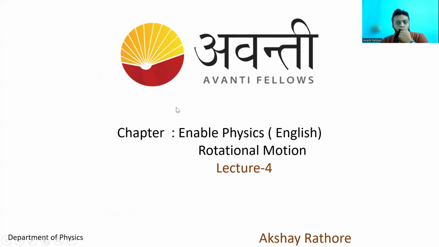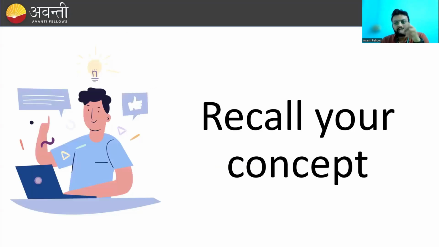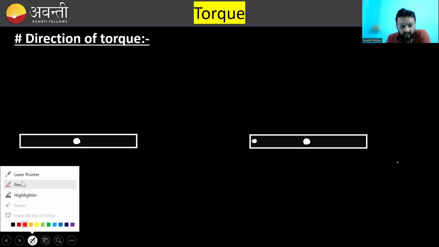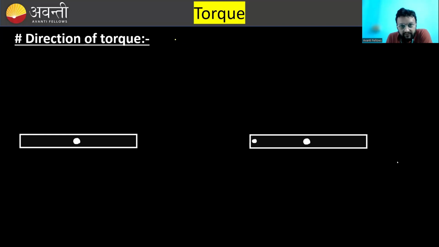So this is our lecture 4 of rotational motion. First of all, we will recall some basic concepts about the direction of torque. We have studied that torque is nothing but R cross F. Here R is the position vector of the point of application of force and F is the force.